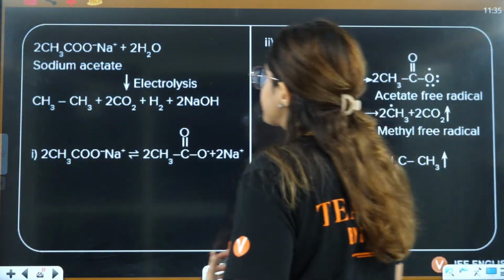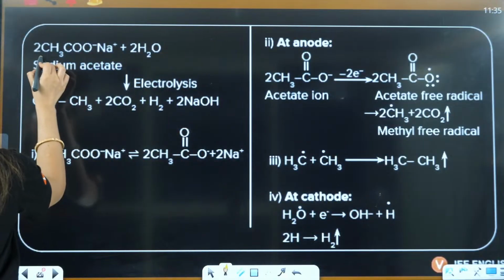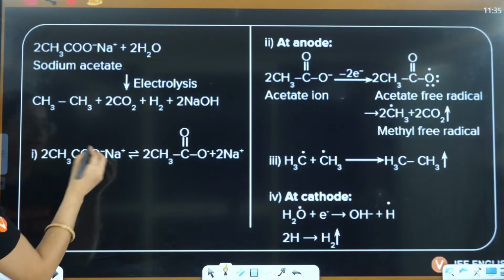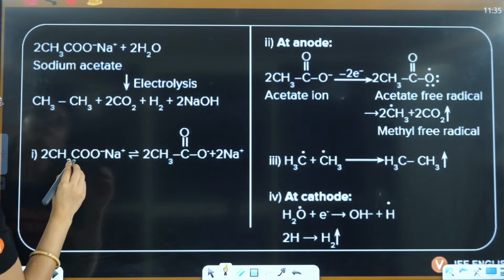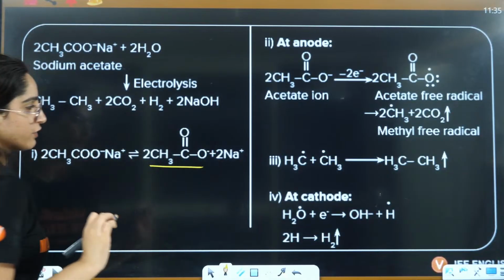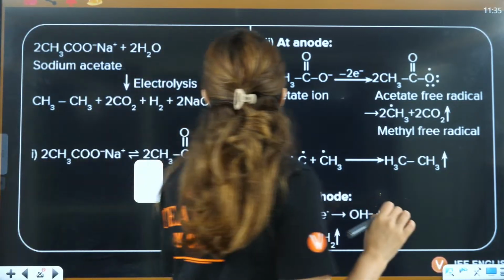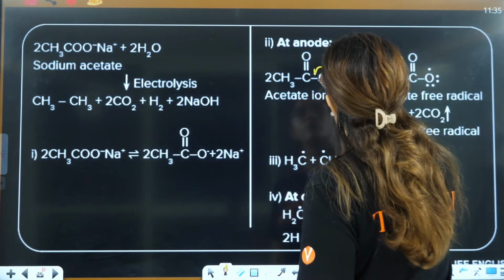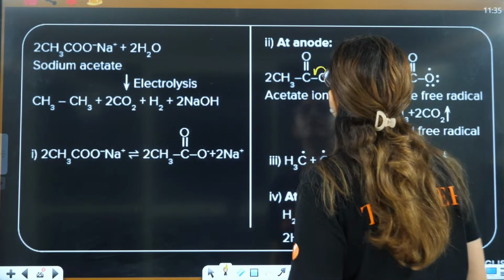Now, how is it done? So, first is sodium acetate. By electrolysis, what will happen? At anode, we want to talk about. This is CH3COO negative, this is the ion here. This is Na positive. Now, what will happen? One electron will shift here.